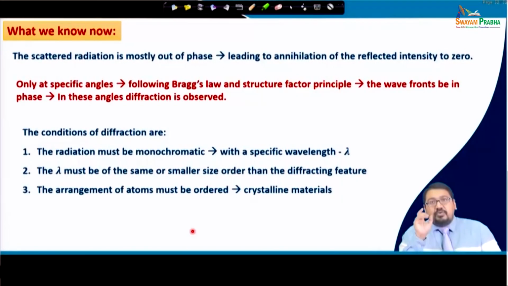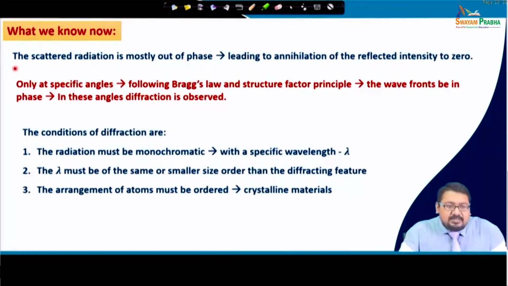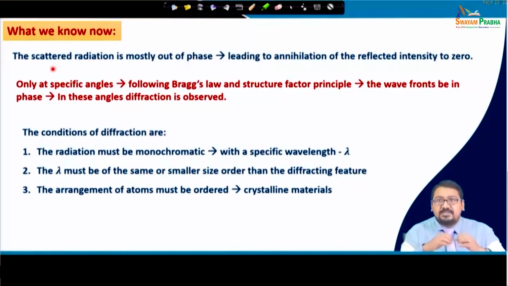So, what we came to know from this lecture? We came to know that most of the scattered radiation is scattered in all directions, therefore it is out of phase. So, this leads to mainly annihilation of the reflected intensity to mostly 0. So, only at specific angles, which follow Bragg's law and the structure factor principle, the wave fronts are actually in phase, and these are the angles at which diffractions are basically observed.